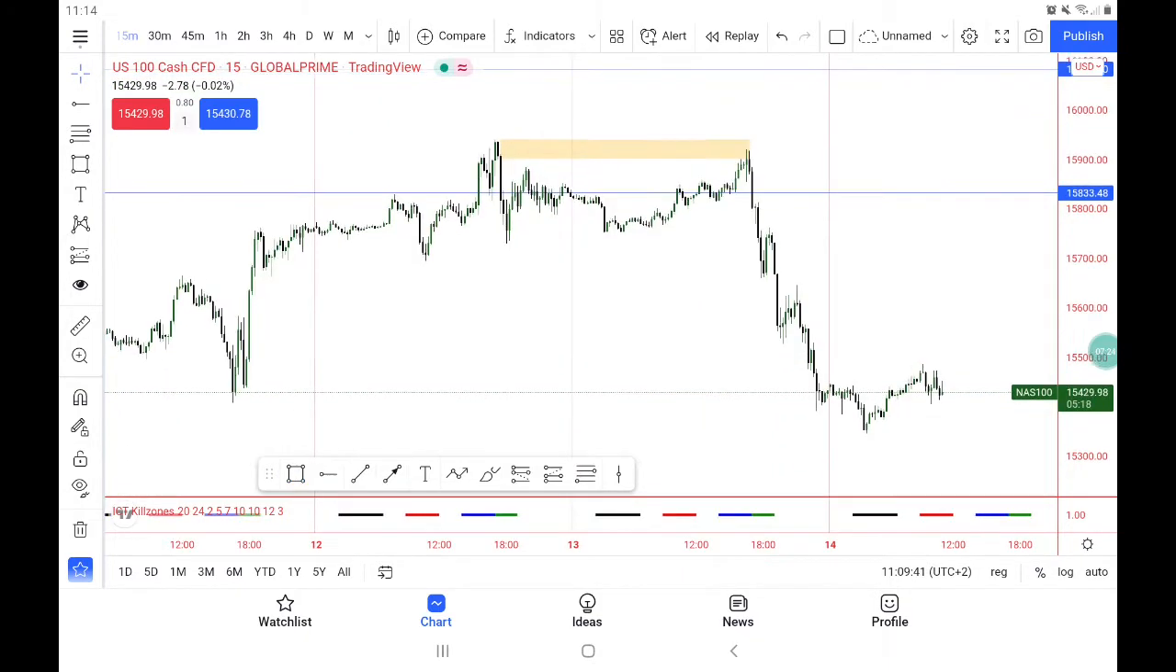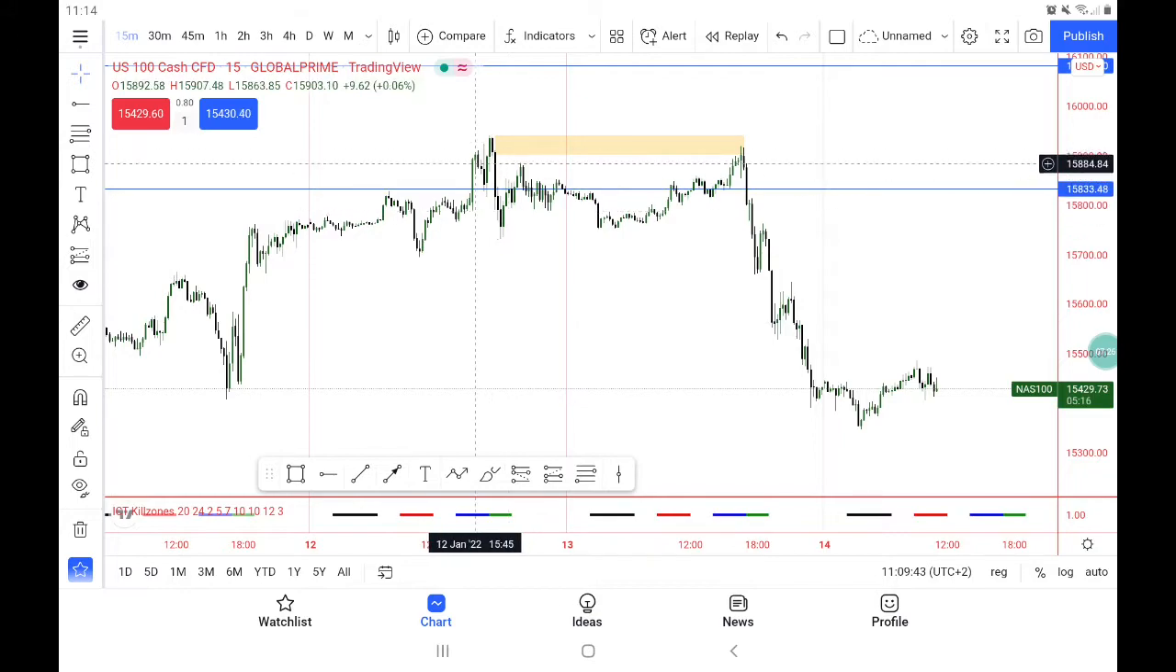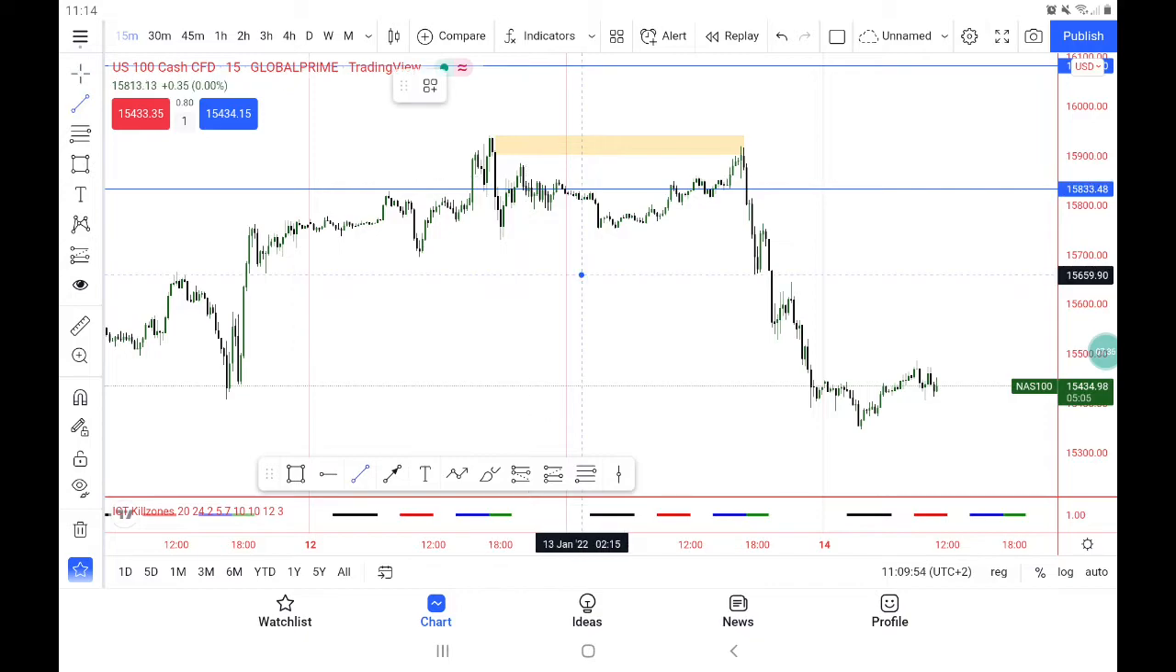You have this IFC here, or you can use the order block, the IFC with an imbalance, the broke structure, and then you see this as liquidity inducement.